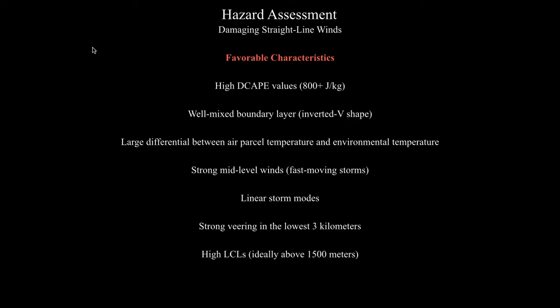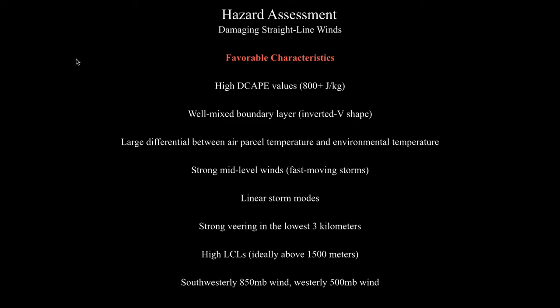And also for straight line winds, ideally you want to have high LCLs. So we kind of alluded to this on the previous segment about tornadoes, where if you have lower LCLs, you have less evaporative cooling, so your downdrafts aren't as cold. But if you've got high LCLs, then you're going to have more evaporative cooling, which means you're going to have much more rapid downward acceleration of the descending cool air. And that's ideally what you want to see to get a significant straight line wind event.